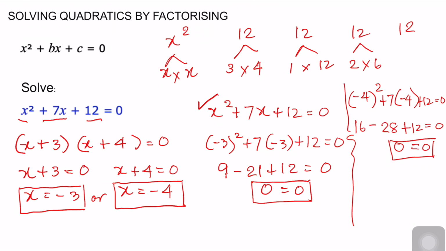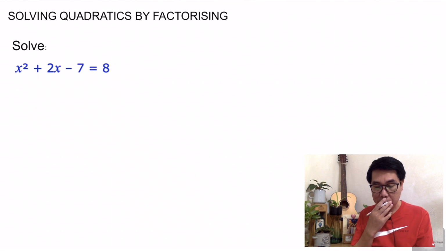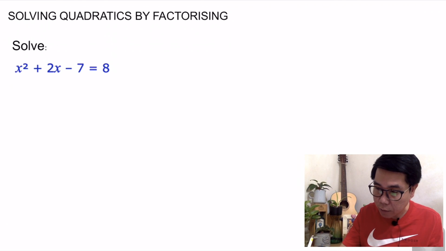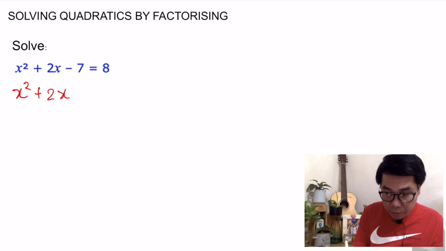Okay, let's try another example. We have x squared plus 2x minus 7 is equal to 8. It looks strange because there's no 0 on the right side. So what we're going to do is make that 0. In order for us to make it 0, we can have x squared plus 2x minus 7 equals 8.